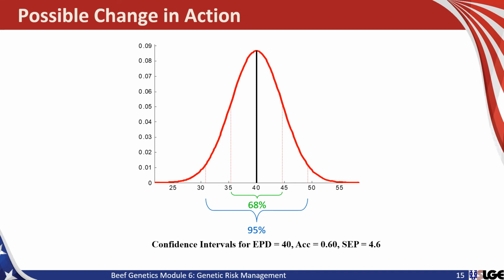Okay, so in that interval from roughly 36 to 44, we have roughly 68% confidence that that bull's true progeny difference lies somewhere in that interval. Or if we go from about 32 to 48, we find a 95% confidence that the animal's true progeny difference lies within this interval. You can see, though, as we increase accuracy, our confidence intervals get narrower. As we have more information, the predictions are more reliable.